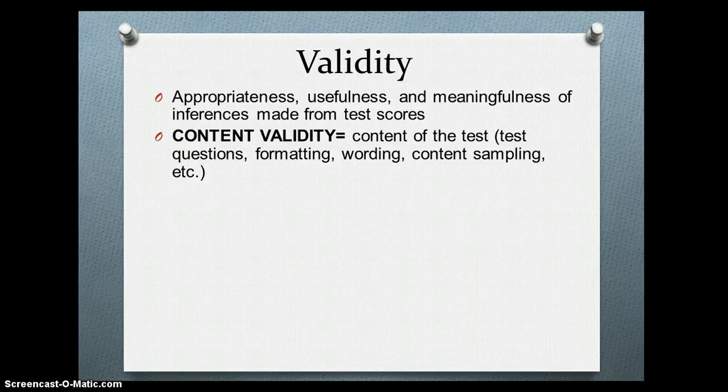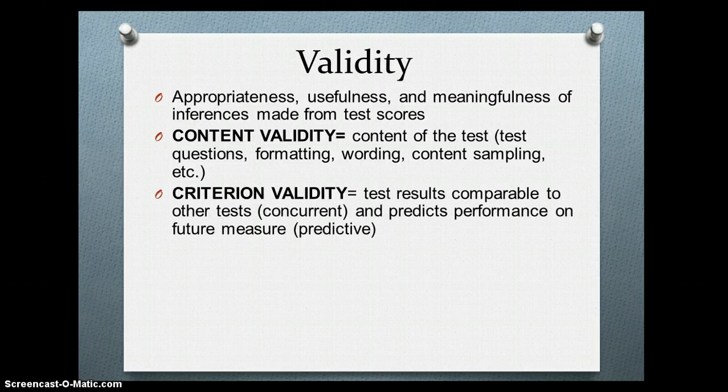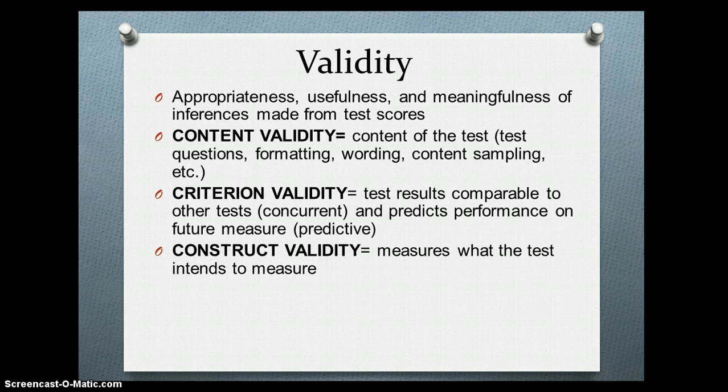The first one I will address is content validity, and it deals with the content of the actual test: the questions, the formatting, the wording, the content sampling. Criterion validity involves whether or not test results are comparable to other tests or if they can predict performance on future tests or measures, how predictive they are. So if you have two assessments that supposedly measure fluency, are the results on one comparable to the results on the other? Construct validity is when the measure tests what it is intended to measure.